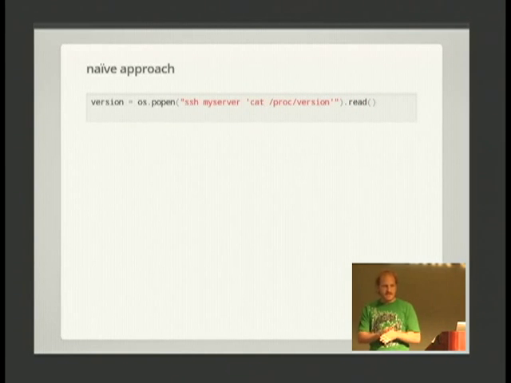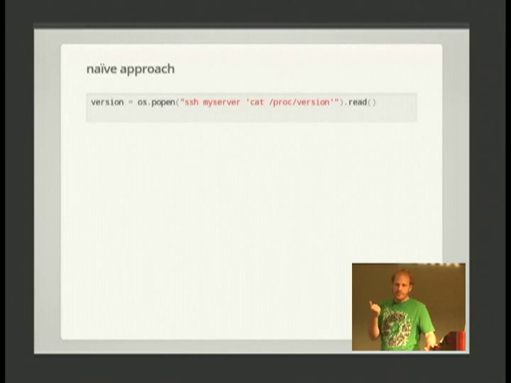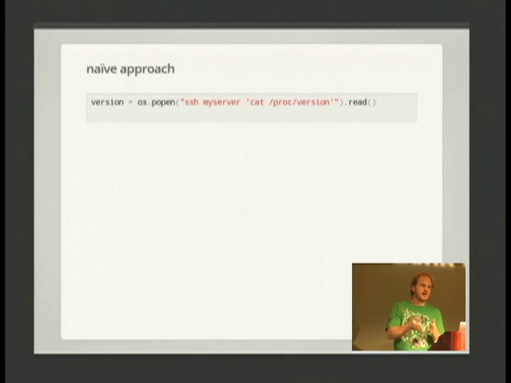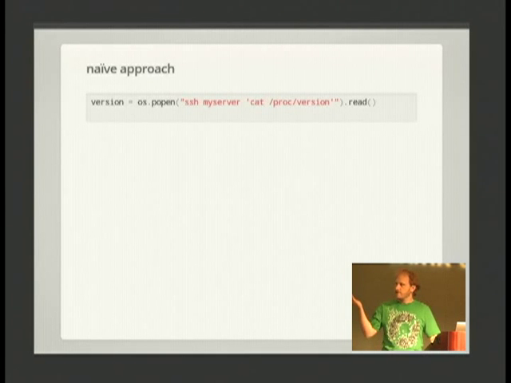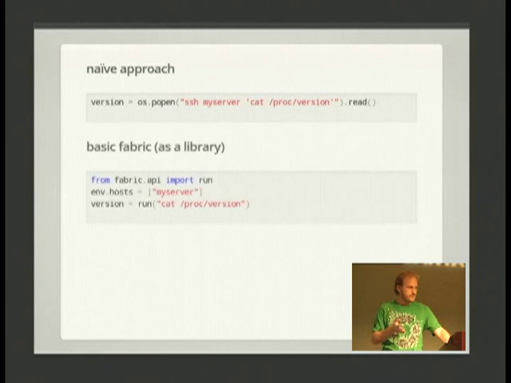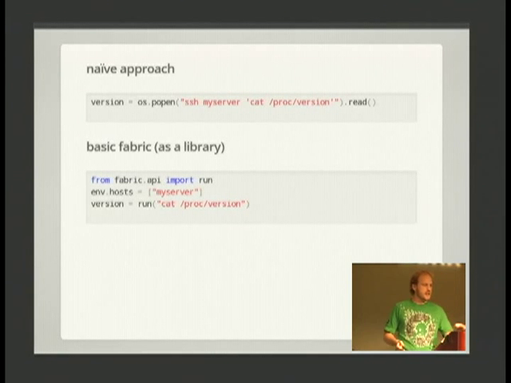The basic naive approach is, let's say we want to know the current version of a remote host. So we SSH into it, and we issue a command. Then we read back the results, and effectively, we're streamlining the use of SSH. But this is not Fabric, right? This is plain Python. So let's see how we can use Fabric as a library. Very basic Fabric here. We have a command called run, which will run anything we tell it to on some remote server, which we're setting up in a specific way.